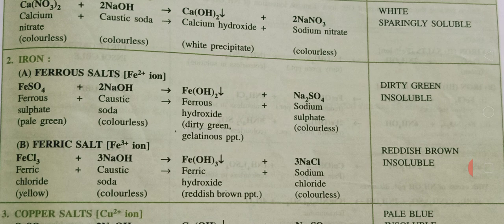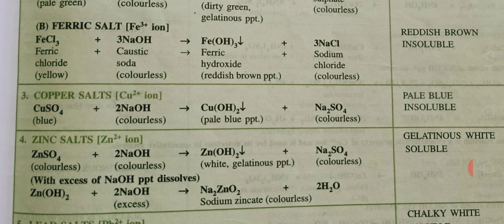Then ferric salt, any compound containing the ferric salt, when dissolved in sodium hydroxide, gives you ferric hydroxide, and children, this is a reddish brown PPT. So you can identify it by the reddish brown precipitate which is formed, and children, sodium chloride, a colorless solution, is also formed, and this reddish brown PPT of ferric hydroxide is insoluble in excess of NaOH, children. Then next is children, copper salt.